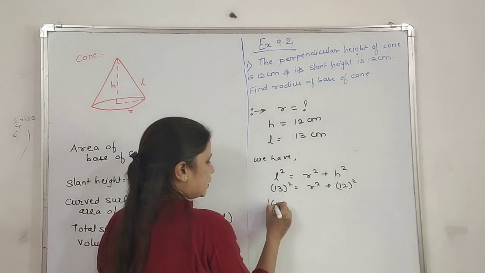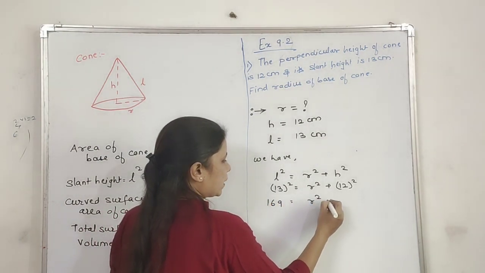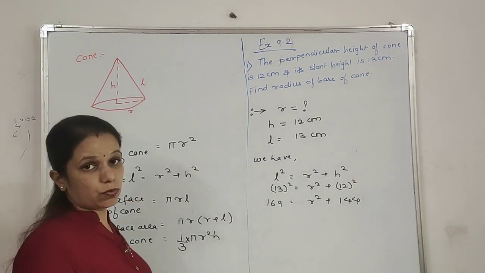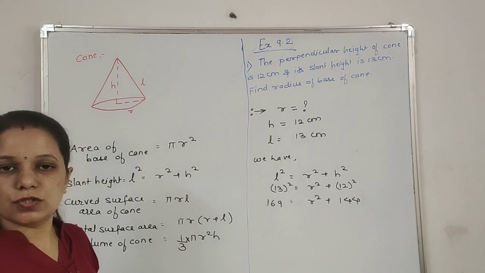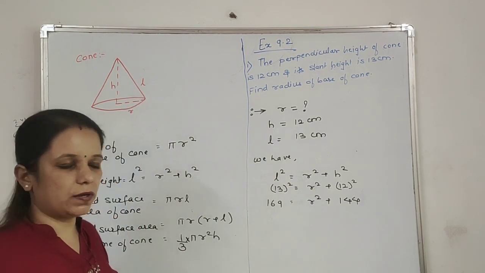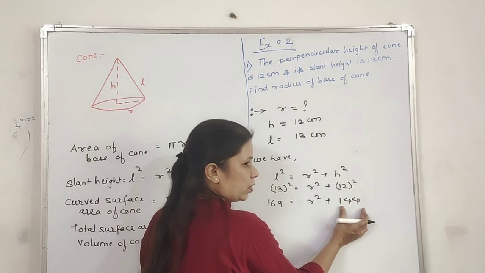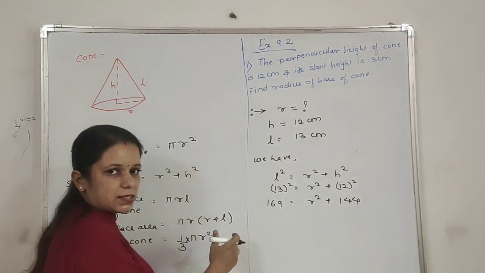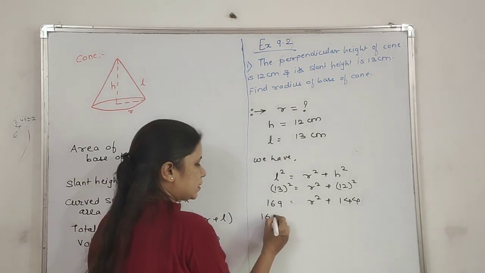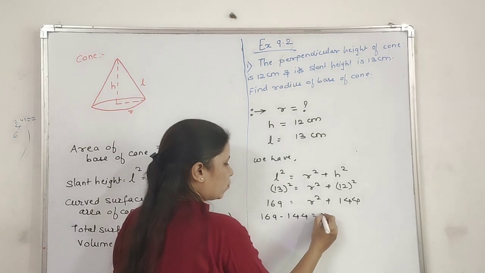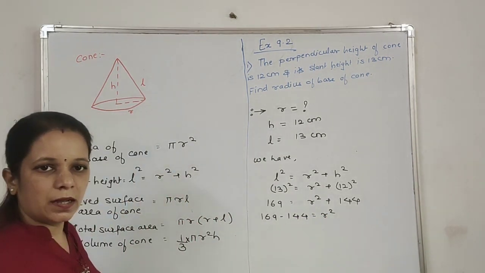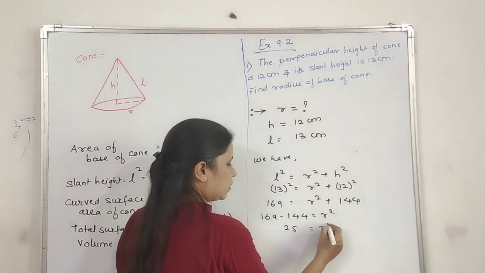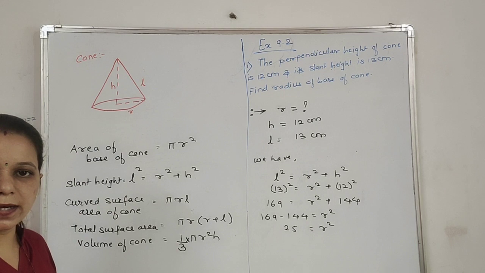13 square is 169, equal to R square plus 144. 12 square is 144. You need to learn the squares up to 30, so it will be easy for you to calculate. Now this 144 will come on this side. It is plus 144, and when it changes the side, it will be minus. So 169 minus 144 equal to R square. After you perform this subtraction, we will get 25. 25 equal to R square.